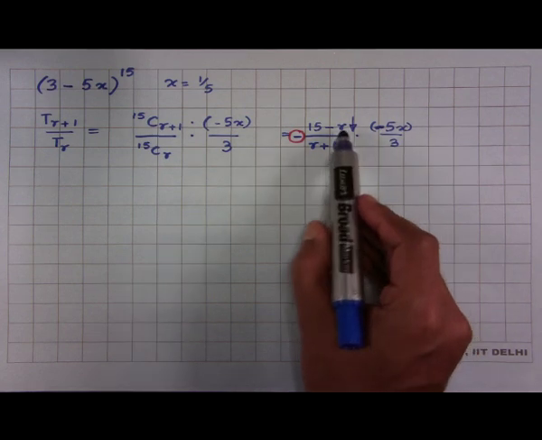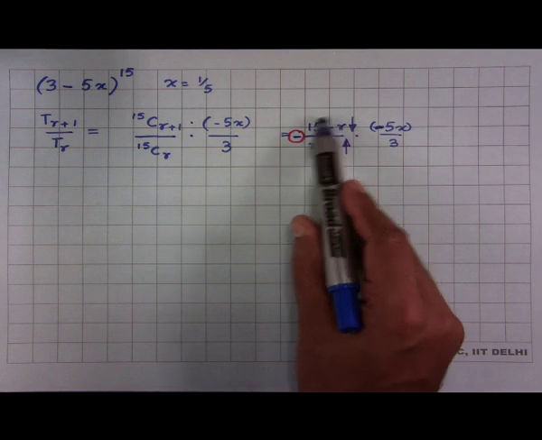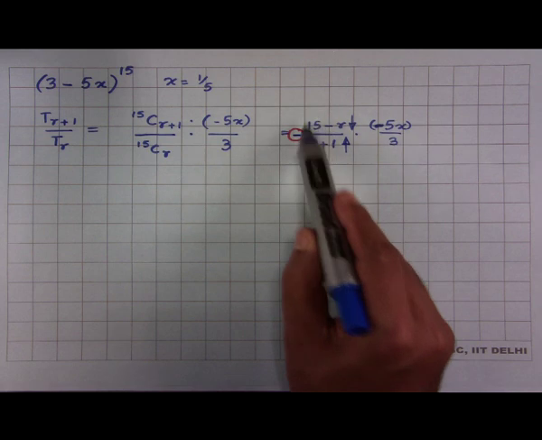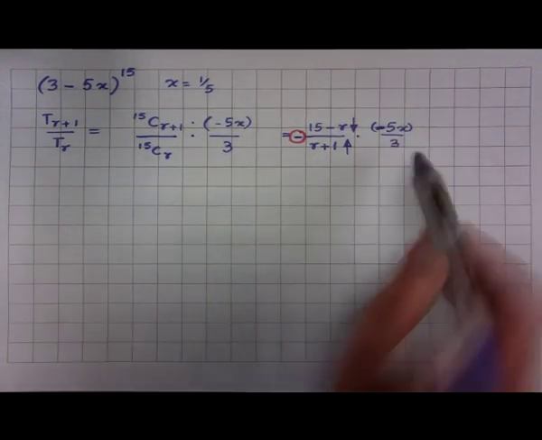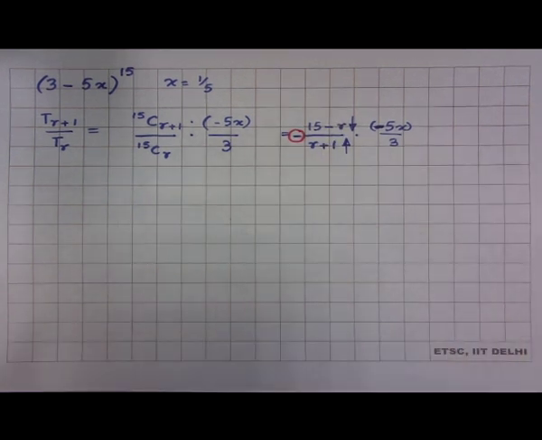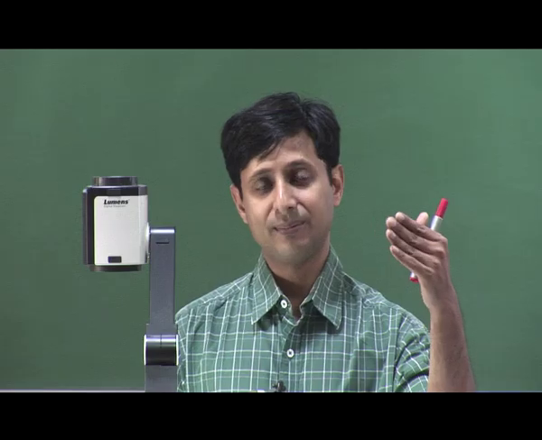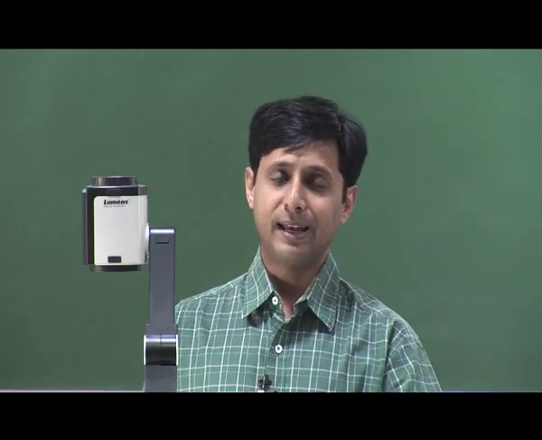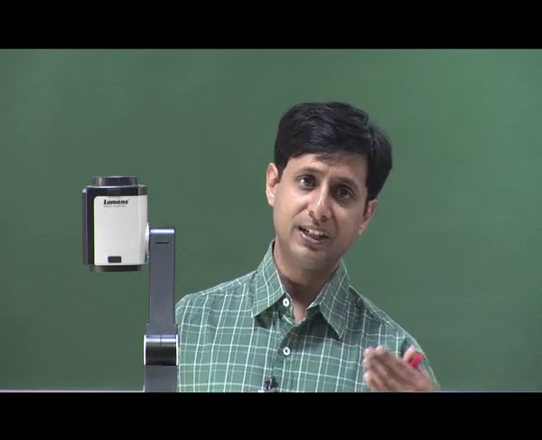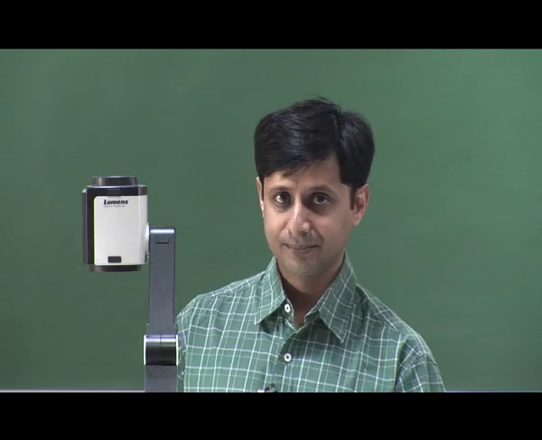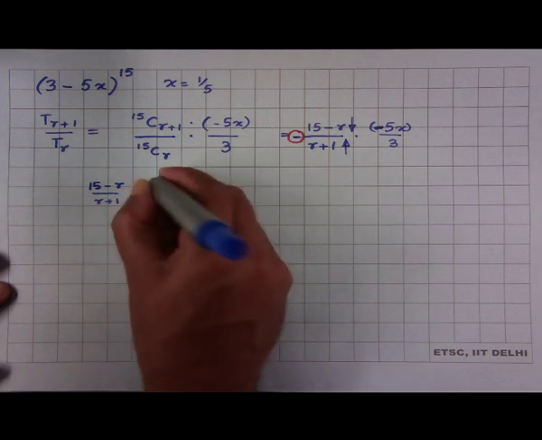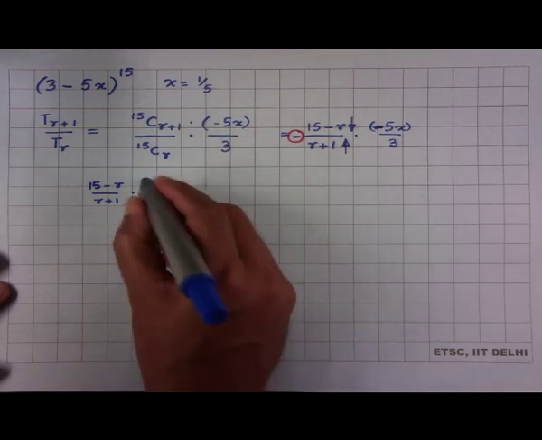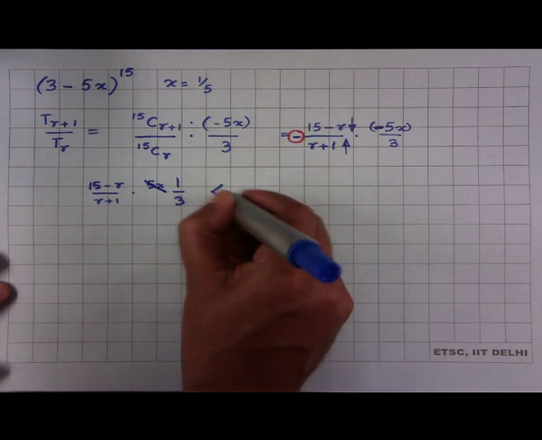If you look at r equal to 0, for example, the numerator is 15, the denominator is 1. So, this entire fraction is 15 times 1 by 3, which is a factor of 5. So, you start with 5. The first term is 5 times larger than the 0th term. Then slowly you step the value of r, and there is going to be an r at which T r plus 1 is going to become smaller than T r, which means 15 minus r by r plus 1 times 1 by 3 is less than 1.